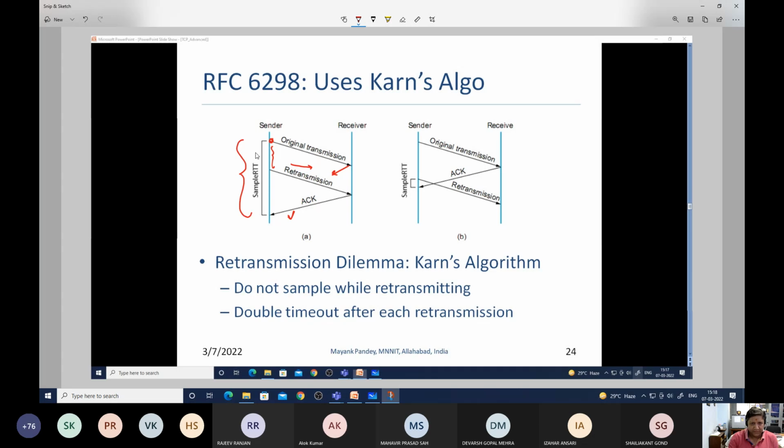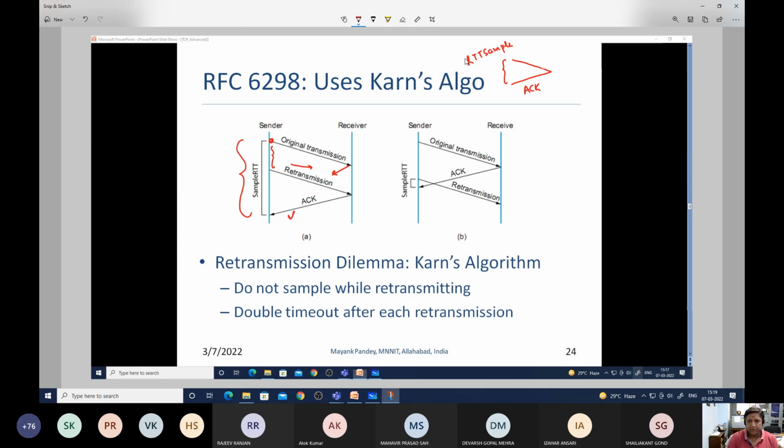The normal way of taking sample RTT is you have sent a packet and then you receive the acknowledgement, and this time we take as a sample RTT. Now here you see that if you take this sample RTT, this is obviously more than what it should be, because you are getting the acknowledgement after the retransmission. So this sample RTT is inflated. So this is not reflecting the actual sample of RTT value.